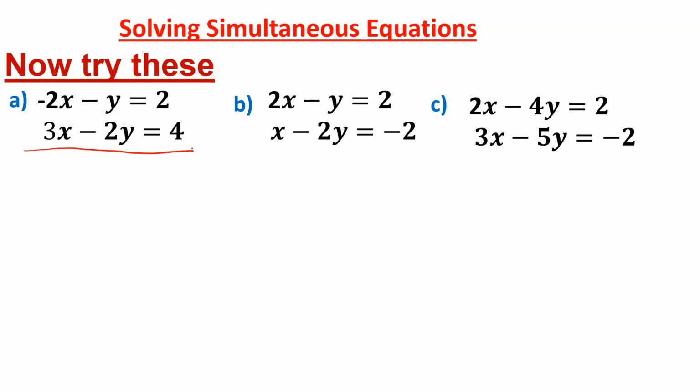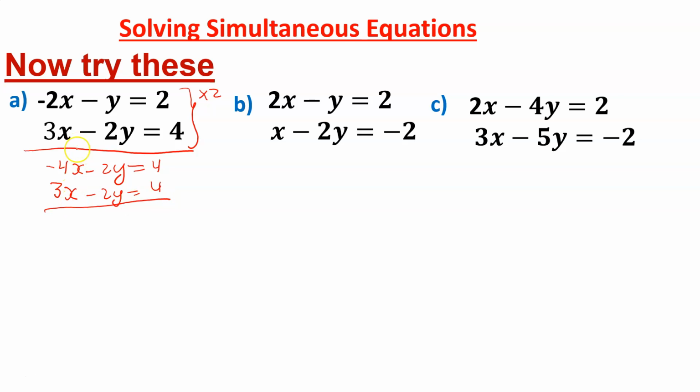Underline it. Now, which one is easier to make the same? y is easier. I need to times 2 to the top equation. That's all I need to do. So top equation times 2. Now that gives me minus 4x minus 2y equals 4. The bottom equation stays the same. Okay? And that's where you go.